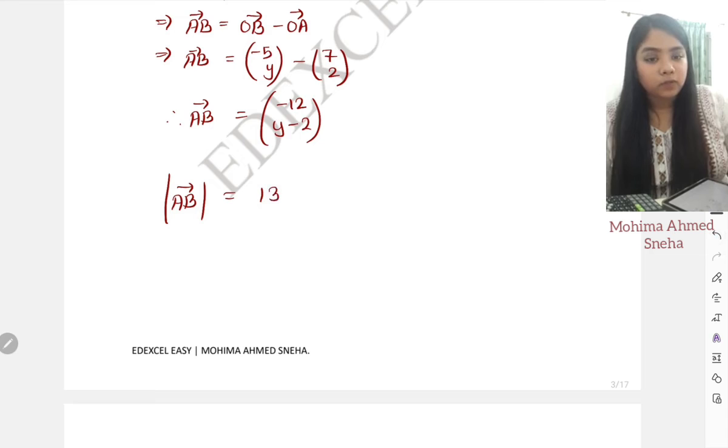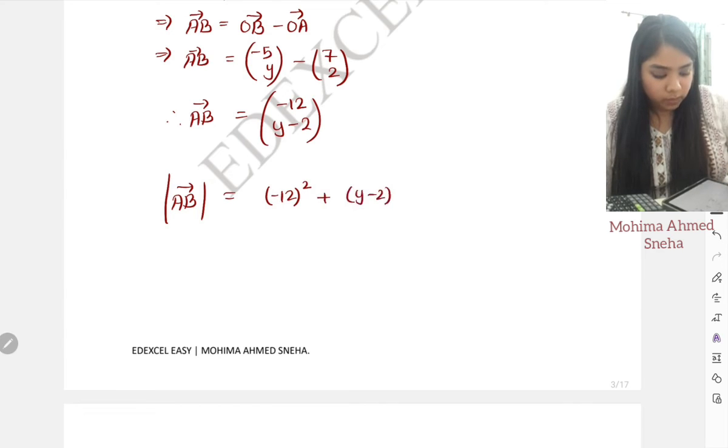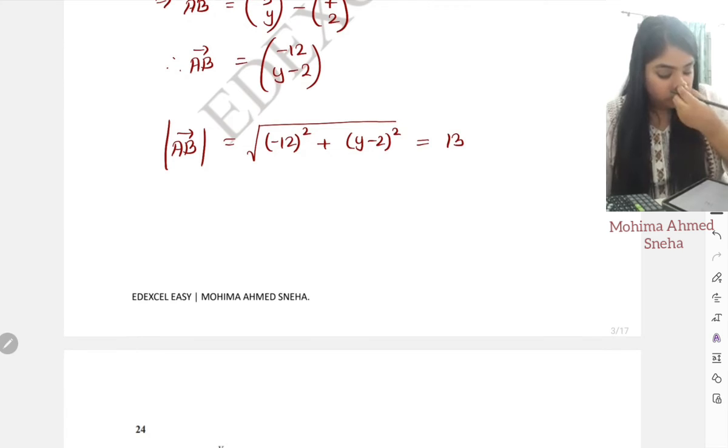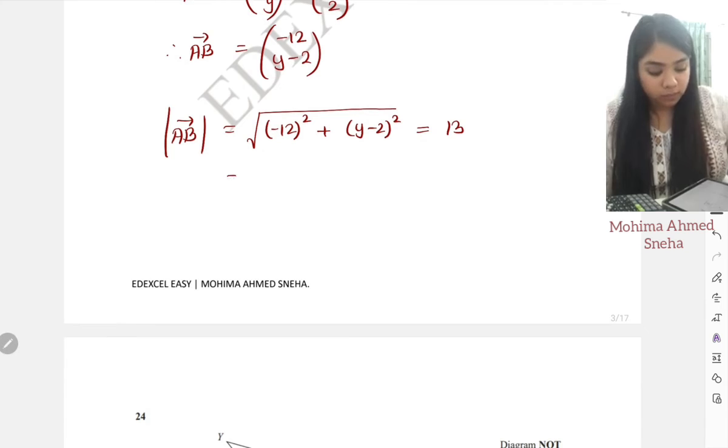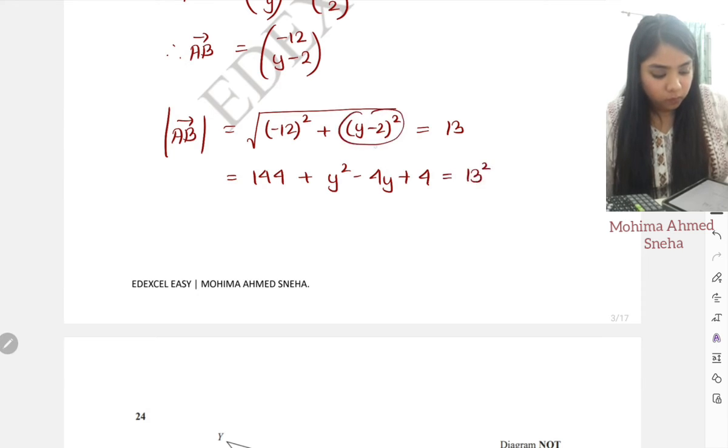Another thing, the calculation for modulus is always in this format, right? I'll first write it like this: minus 12 whole square plus y minus 2 whole square, everything under a root. And if you're able to solve this, the final answer would be 13. So now if you take this root to the right hand side, it will be 13 square on the right hand side, right? So you get 144 plus y square minus 4y plus 4 equals 13 square. Over here, you have to break this down using the formula of a minus b whole square.